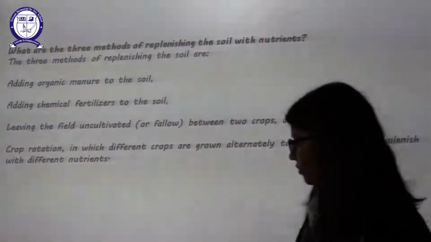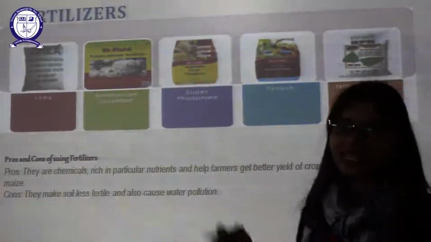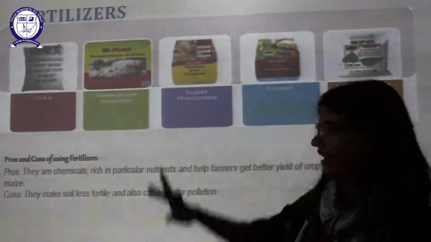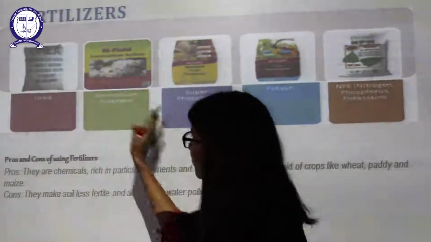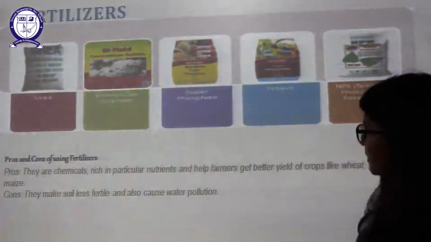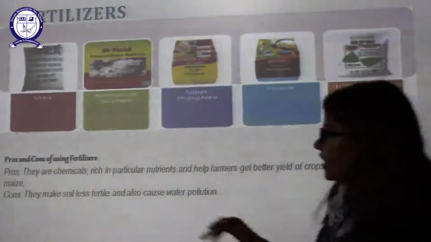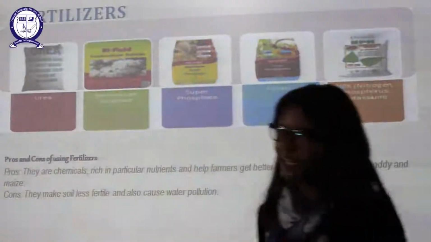Now, fertilizers are the chemicals which do the same thing which manure does. Examples of fertilizers are urea, ammonium sulfate, etc. You can watch it from the slide. Now, what are the pros and cons of using fertilizer?